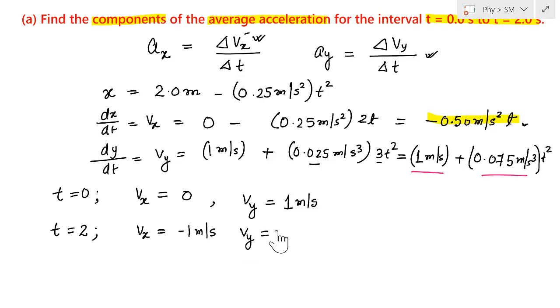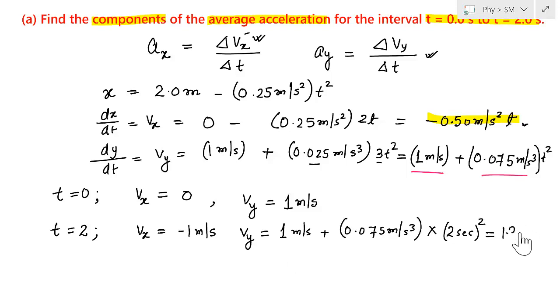What is vy in this case? This term multiplied by 2, that is not 2, that is 2 raised to the power 2. So what will the vy be? I can write 1 meter per second plus 0.075 meter per second cube, and this multiplied by 2 seconds raised to the power 2. So if you calculate this term, this will come 1.3 meter per second.